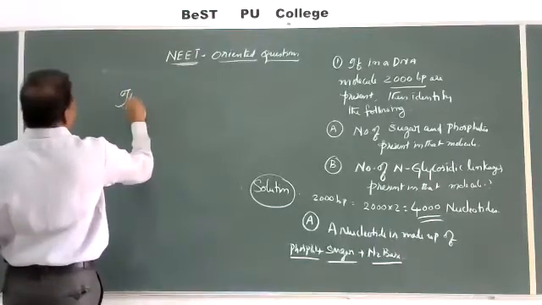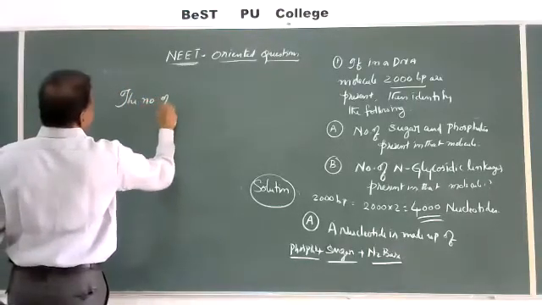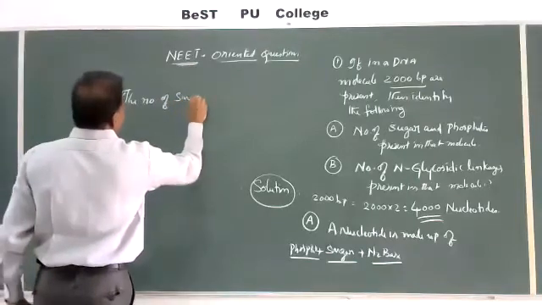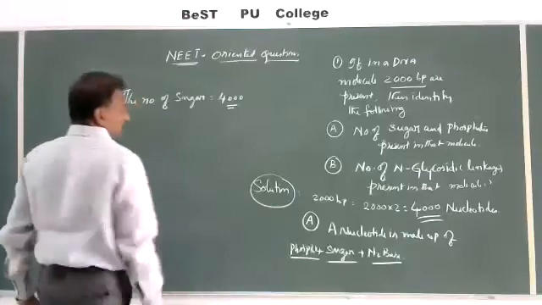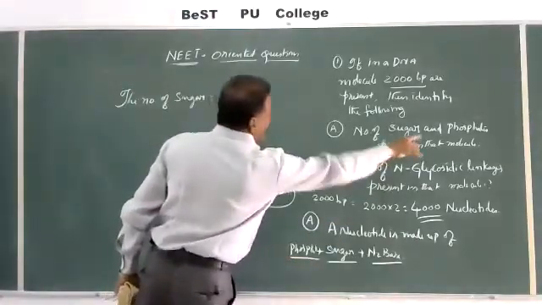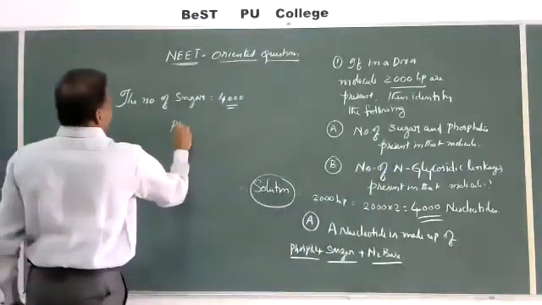The number of sugars: 4000. The number of phosphates: 4000.